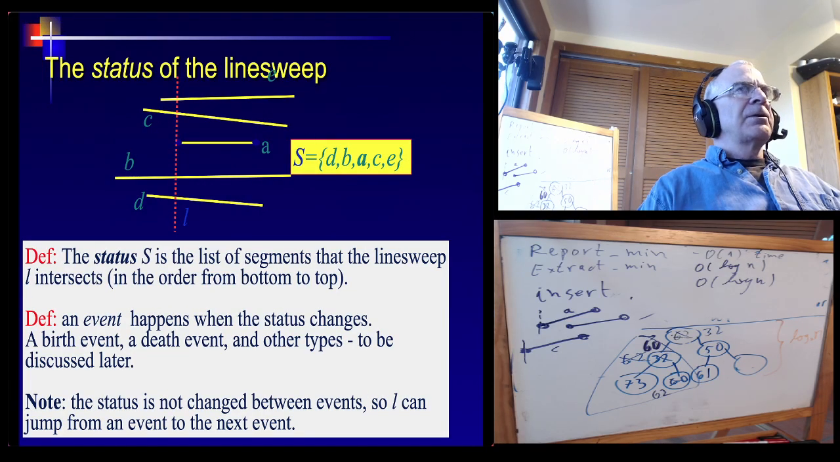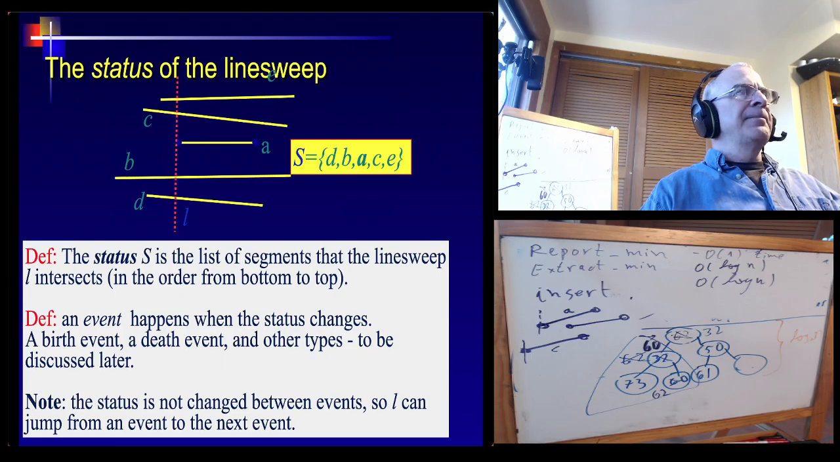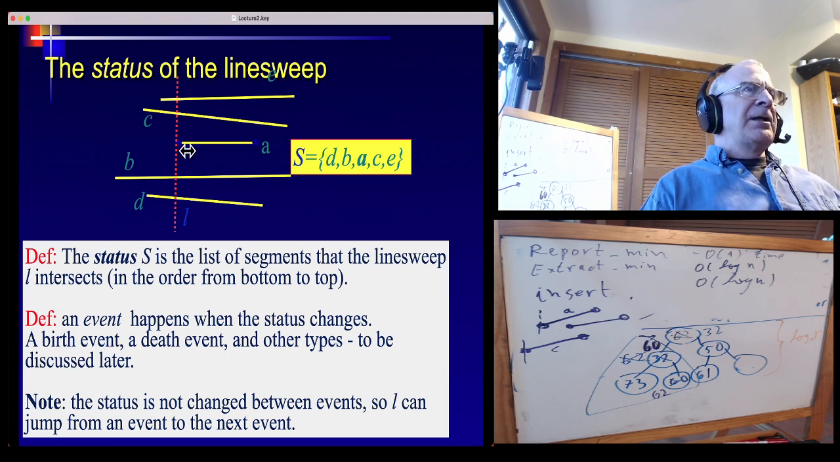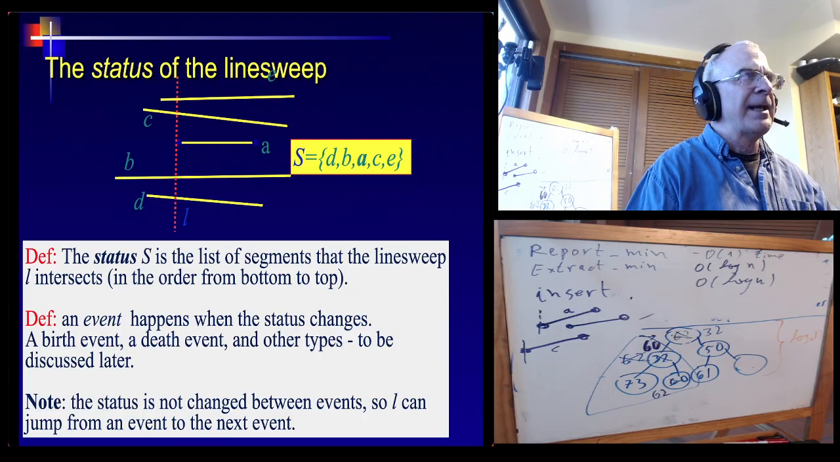In the correct order. So the status before A is born contains the name of the segment, a pointer to the segment D. That's the lowermost one. Above it is a segment B. Above it is a segment C, and A is just about to enter into the status in the right place between B and C.